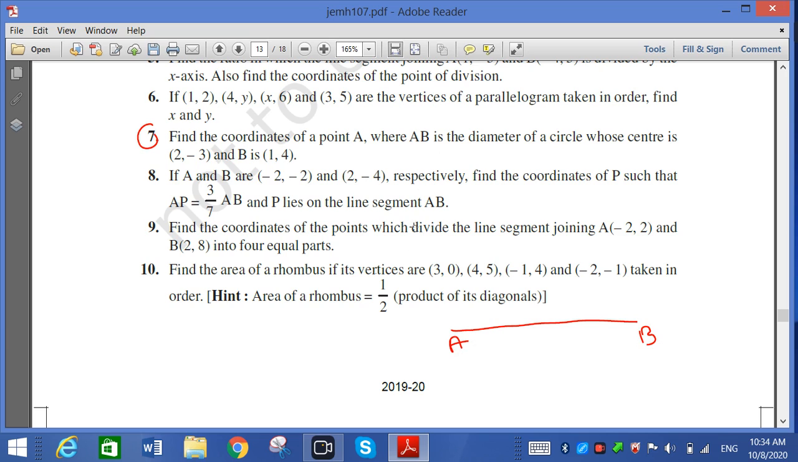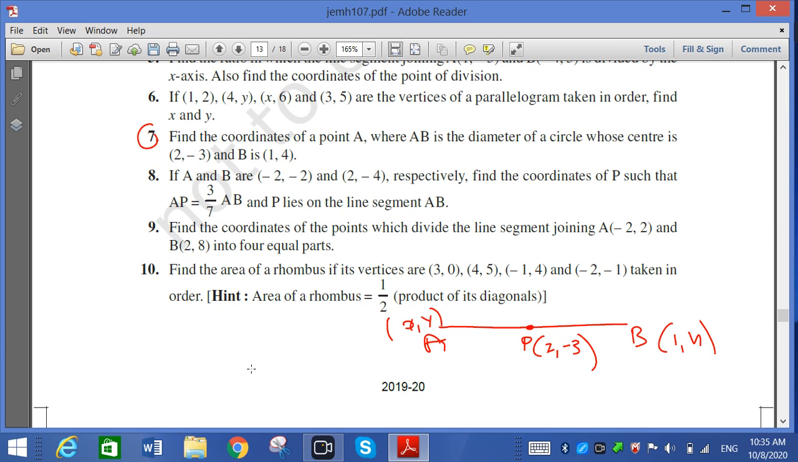AB is a diameter whose center is, let us take P, given as 2, minus 3. The coordinate of B is 1, 4. The coordinate of A we have to find out, that is x, y. So P is the midpoint of AB, so we can easily find the value of x.